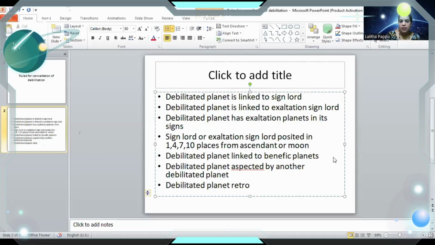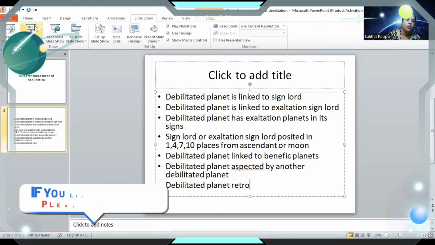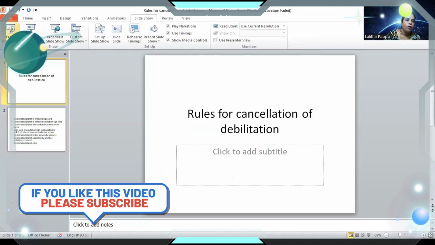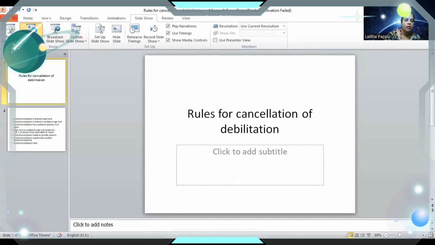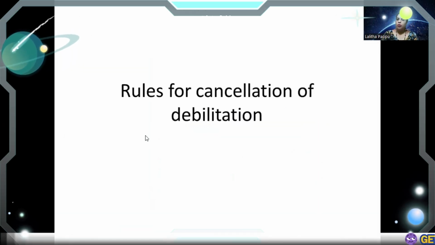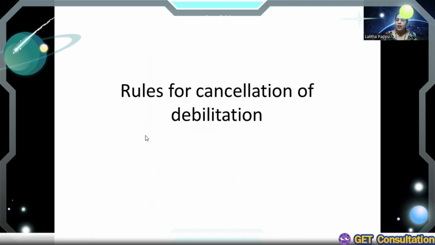So I'm sharing the screen where there are some rules mentioned for cancellation of debilitation. These are not the only rules, these are a few rules. This is to give you an idea that there exist rules for cancellation of debilitation. So you can study more when you find more time. This is just to give you an inclination into the subject. So what are the rules for cancellation of debilitation? I've mentioned a few.